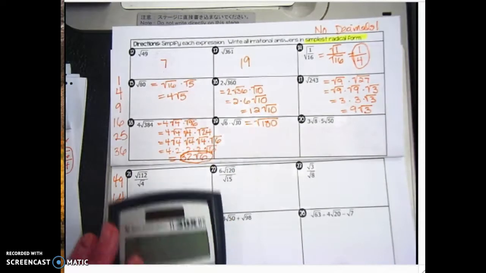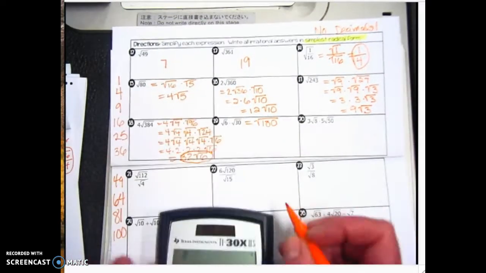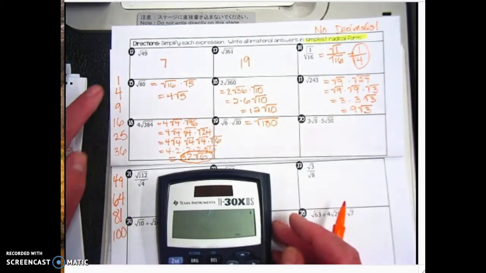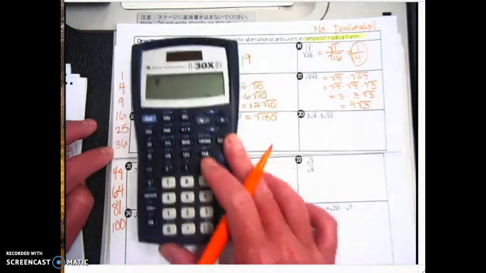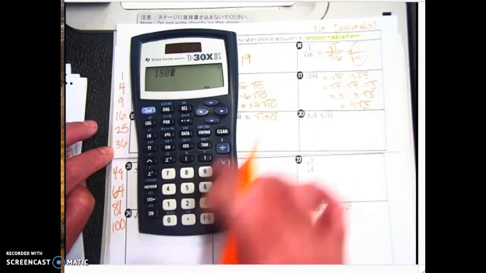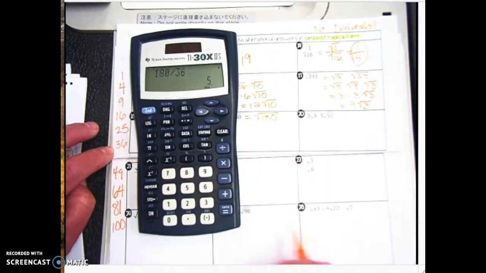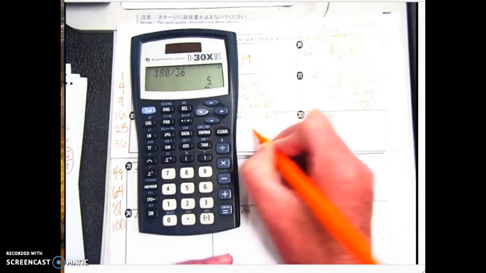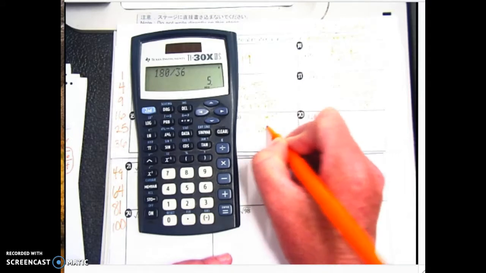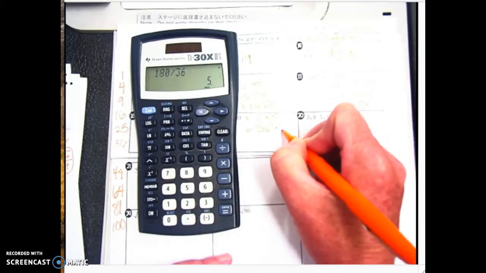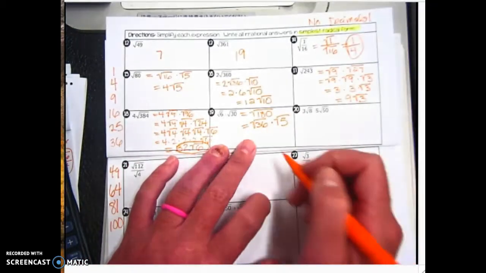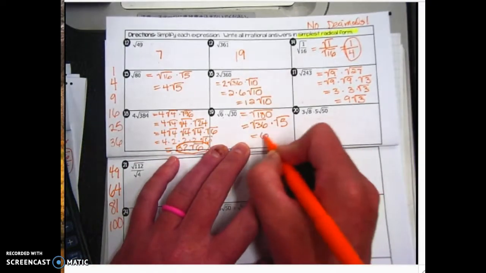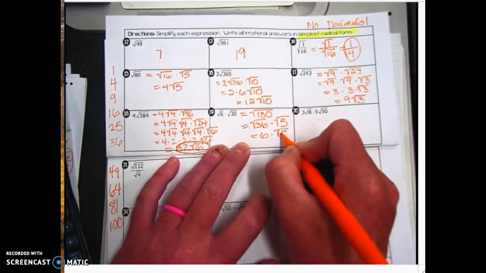Okay. So let's see if 180 has any perfect square factors. Obviously 4, but let's see if there's a larger one. Let's see if 36 goes in there. So 180 divided by 36 goes in there 5 times. So I'm going to rewrite this as the square root of 36 times the square root of 5. I know the square root of 36 is 6. So we have 6 rad 5.